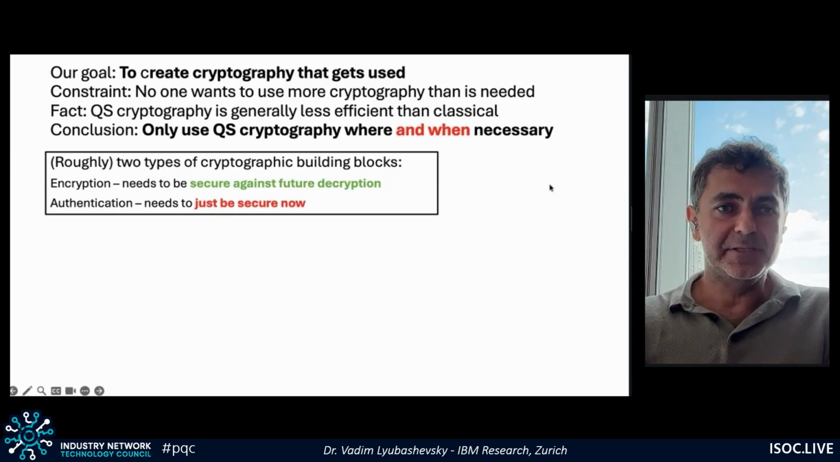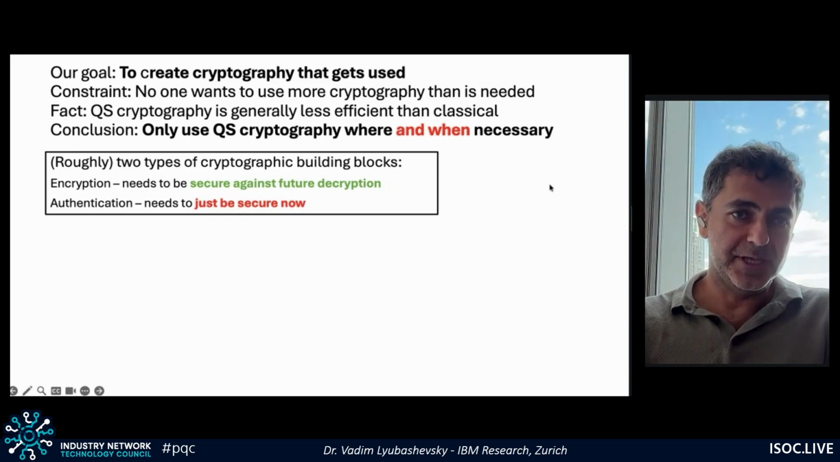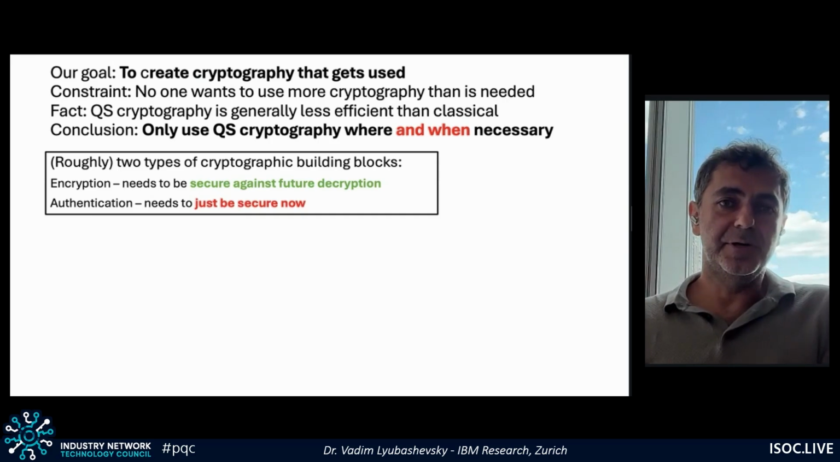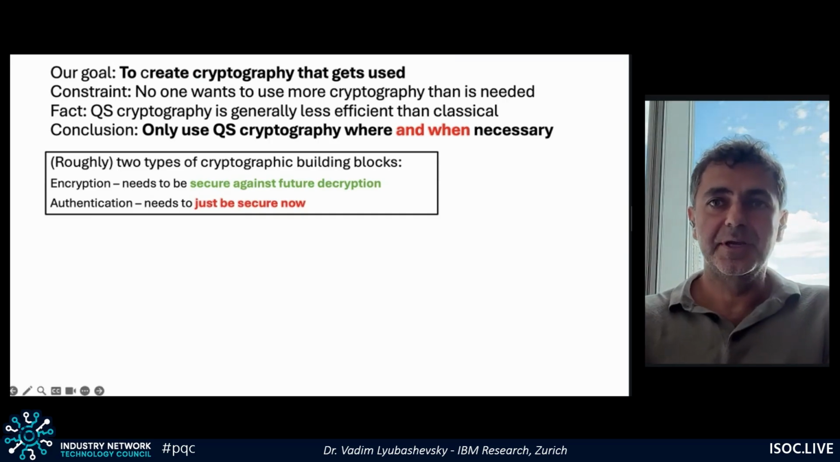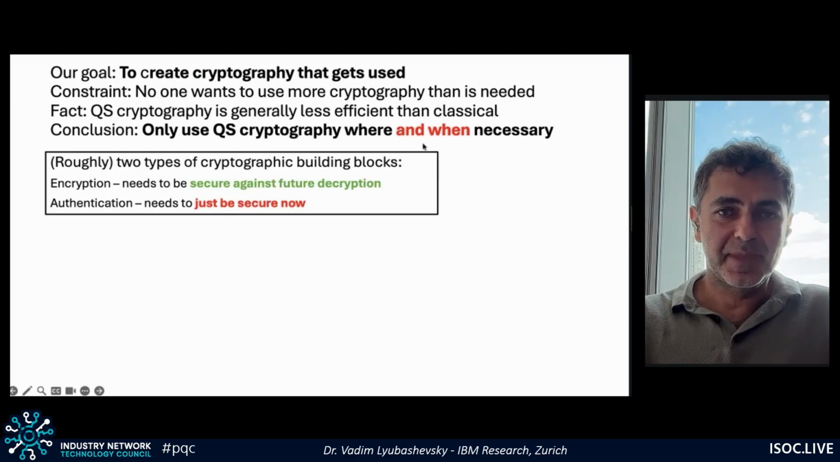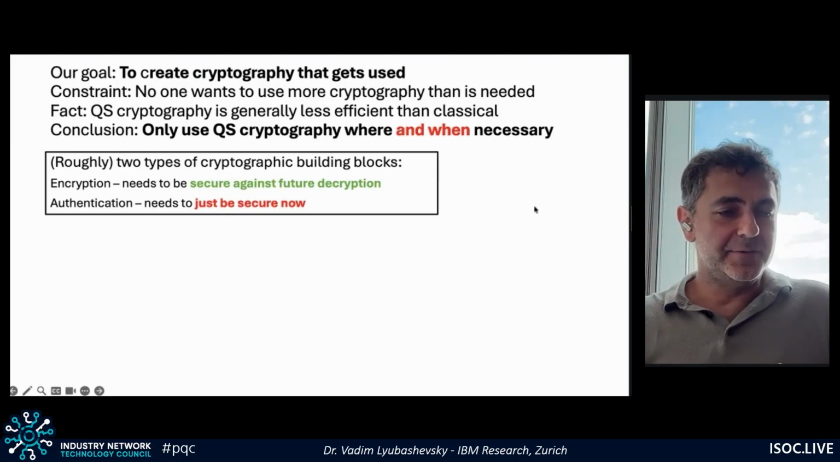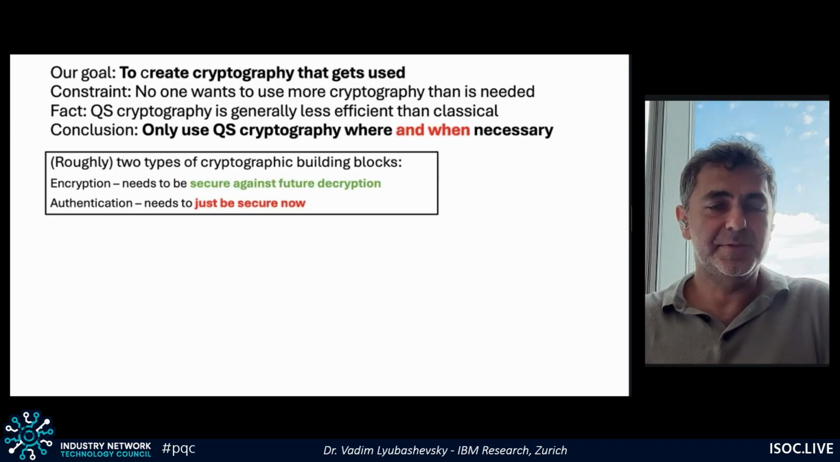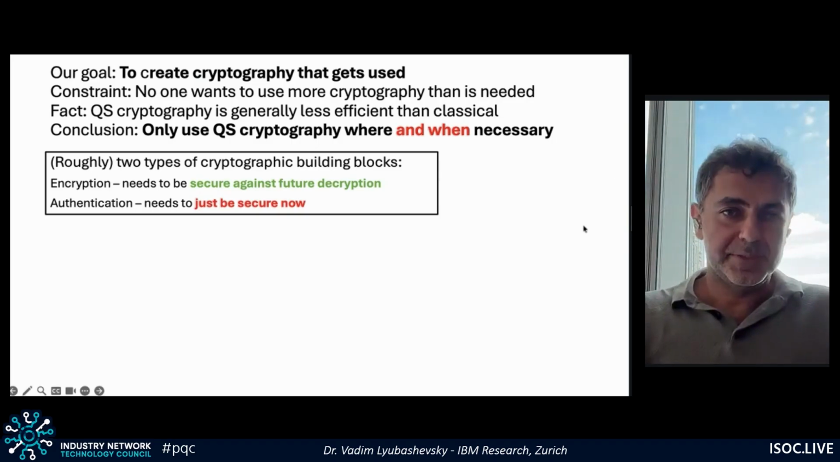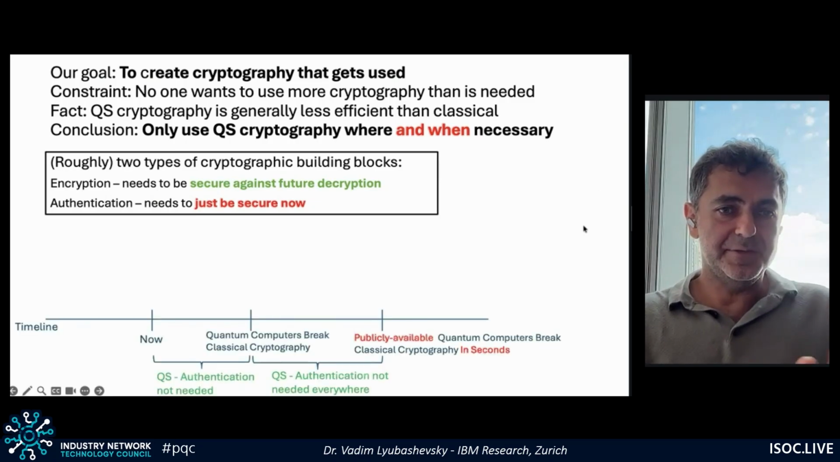So one deals with encryption, and one is with authentication. So that's secrecy and authentication. Secrecy, like I said, needs to be secure now against future decryption. So you have to transition now. Okay? Whereas authentication just needs to be secure when you're doing this authentication. I don't need to change my authentication scheme to be quantum safe if there's no quantum computer right now.